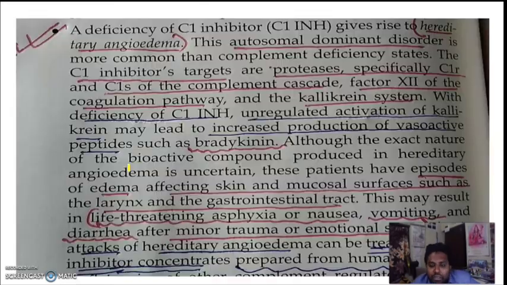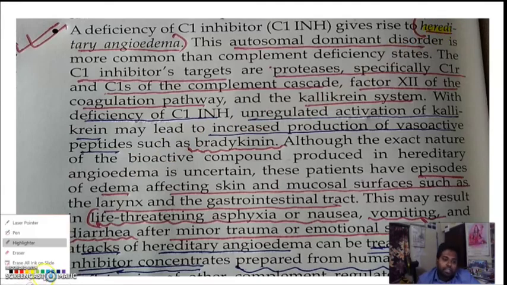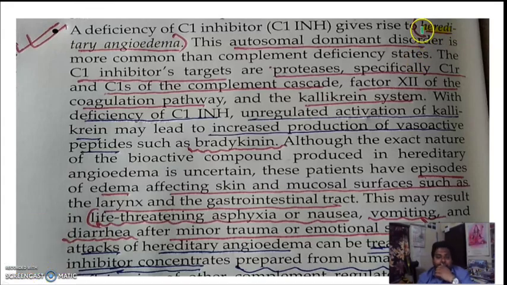Now another disease is on the cards, that is hereditary angioedema. Let me change the color. Hereditary angioedema is due to the absence of C1 esterase inhibitor. C1 inhibitors inhibit proteases, inhibit the complement cascade activation, and inhibit factor 12 activation and the kallikrein system. They also prevent the kallikrein system.